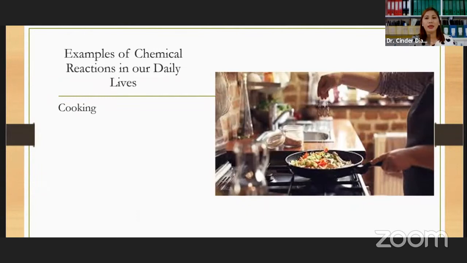Another is, when you heat sugar, a reaction called caramelization occurs. When you heat meat, it browns due to the Maillard reaction. Baked goods rise due to carbon dioxide bubbles formed by the reaction between baking powder or soda and the liquid ingredients.